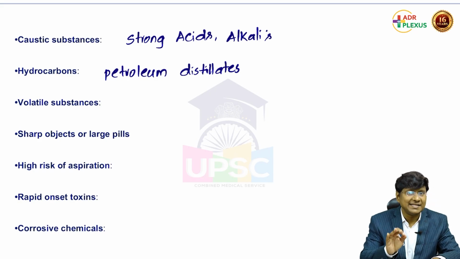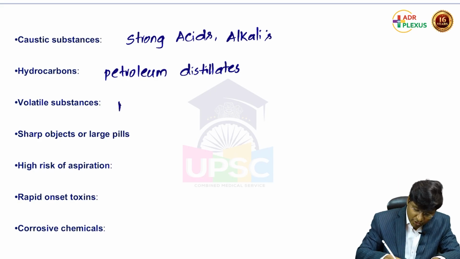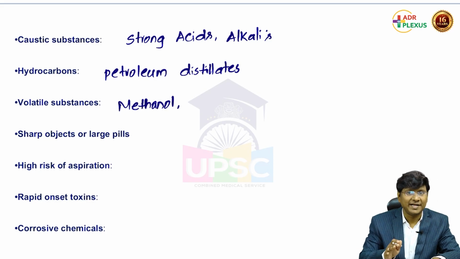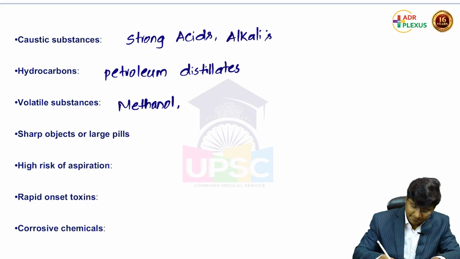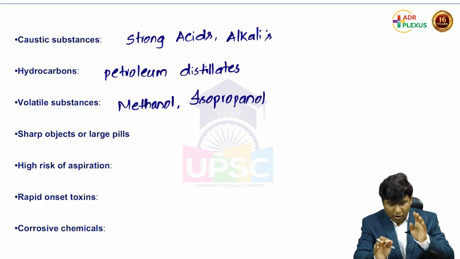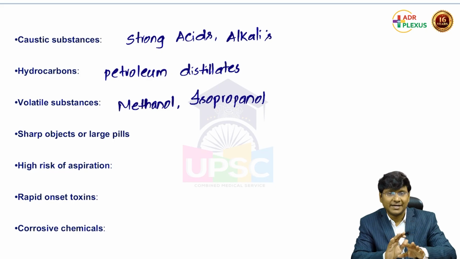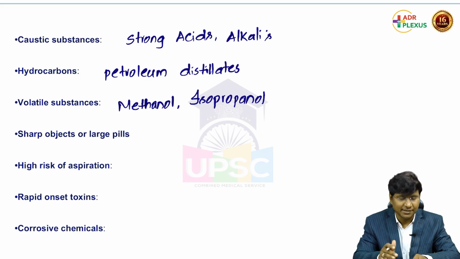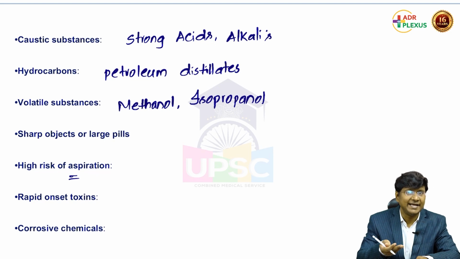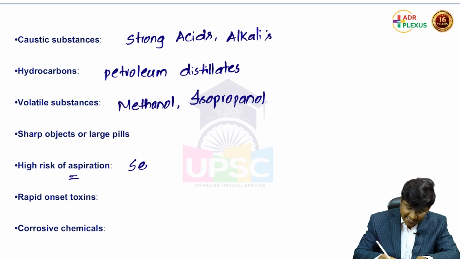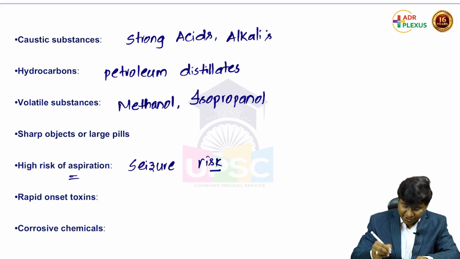Then volatile substances, for example methanol, and another very important example is isopropanol. Then sharp objects and large pills. In them aspiration and lavage is avoided. And those substances where there is high risk of aspiration. The individual who is at seizure risk, in them the gastric aspiration and lavage is avoided.